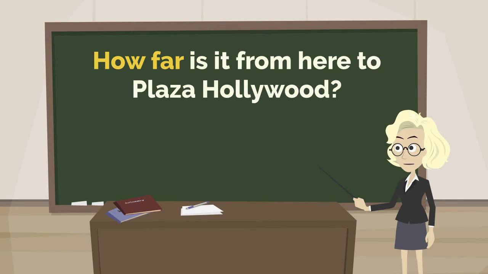Now let's look at how to form the question. We use how far to ask about distance. There are two very important words. As you can see, you need to move from here to Plaza Hollywood. We must use from and to in our sentence.